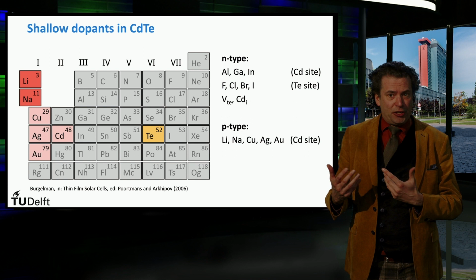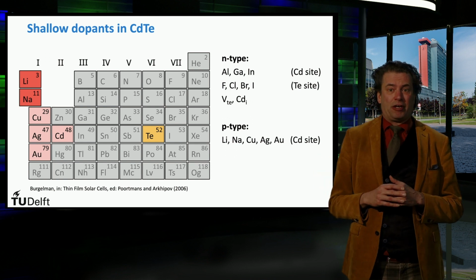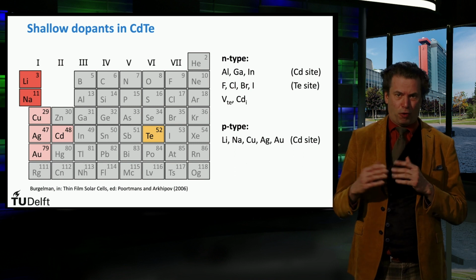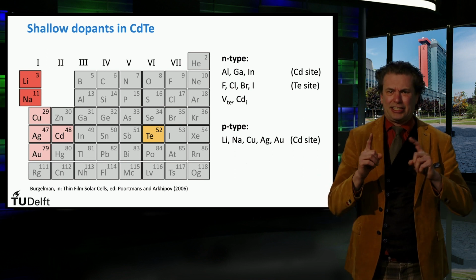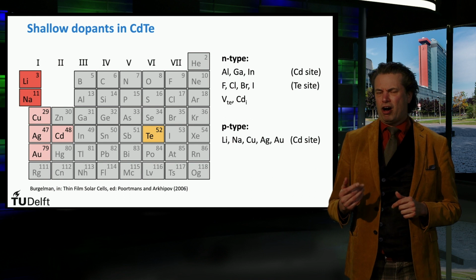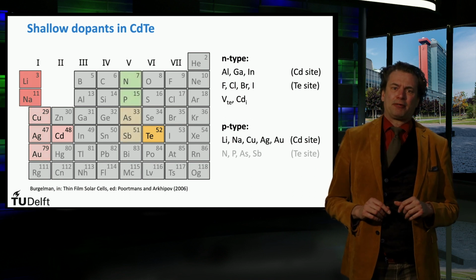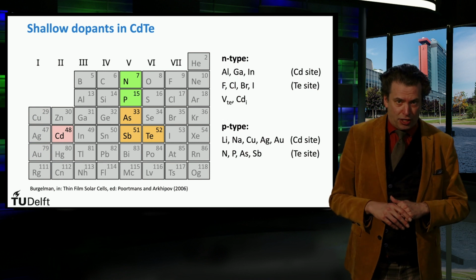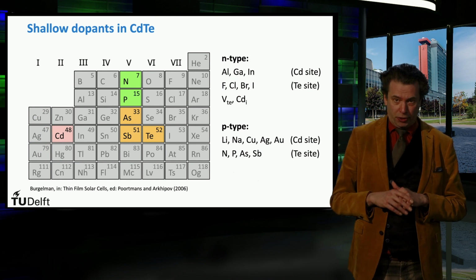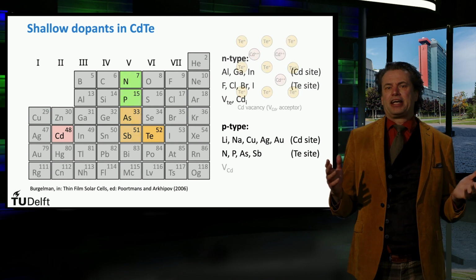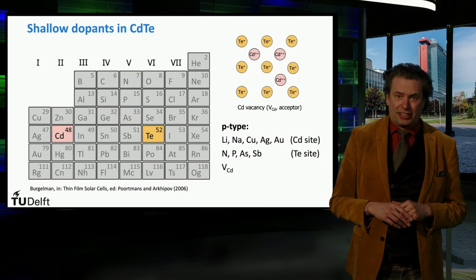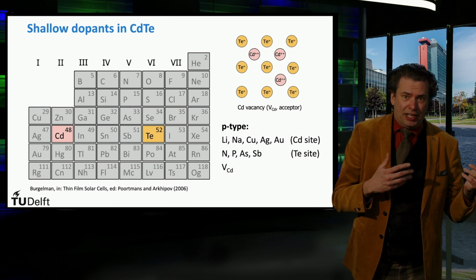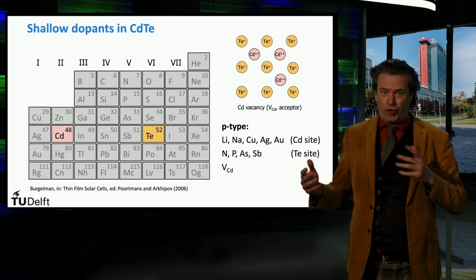Copper is a frequently used acceptor element in cadmium telluride solar cells, but it's very important to limit diffusion of copper into other device layers, as this will degrade the performance of the cell. Acceptor atoms on a tellurium site can be, for instance, phosphorus, arsenic, or antimony. Finally, a cadmium vacancy will act as an acceptor type defect because if this cadmium atom was present, it would contribute 2 free electrons.